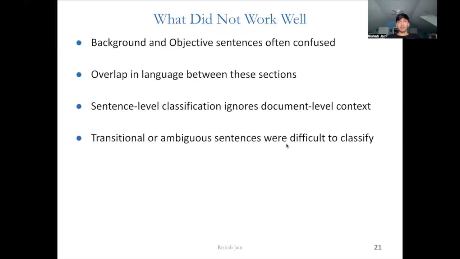What did not work so well were, like I said earlier, the background and objective sentences, which were often confused. This was largely due to the overlap in language between these sections. Sentence-level classification also ignores document-level context. There was some difficulty in classifying transitional or ambiguous sentences. Another limitation was that training was limited to published abstracts rather than raw clinical notes.